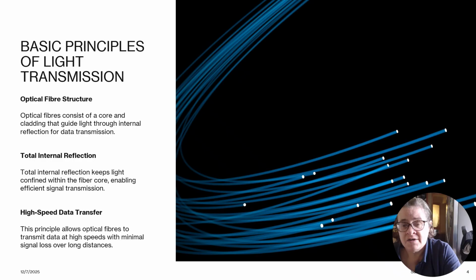Optical fibre uses light to transmit data through total internal reflection within a core surrounded by cladding. This process enables high-speed, low-loss data transfer over long distances.